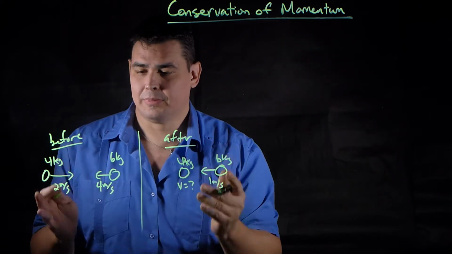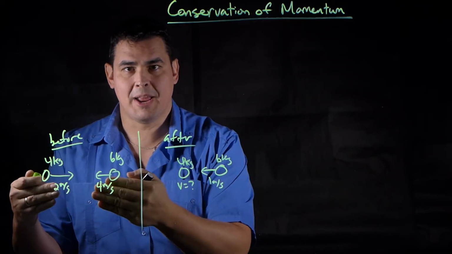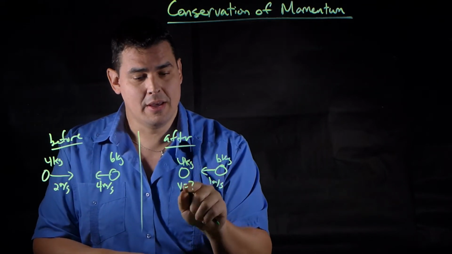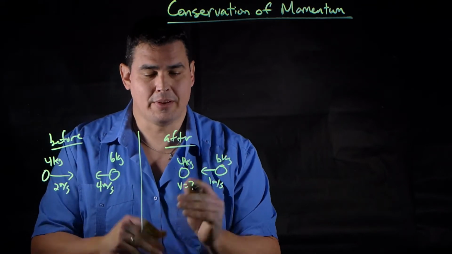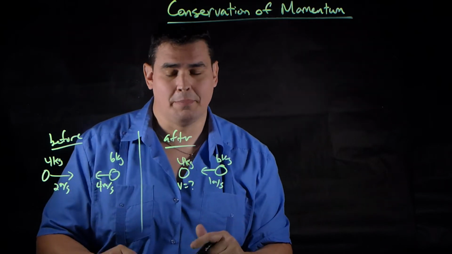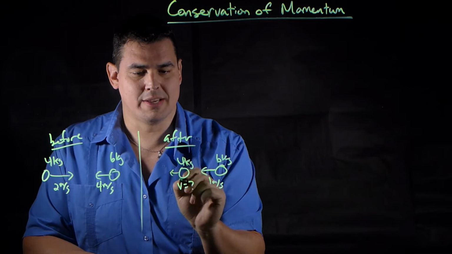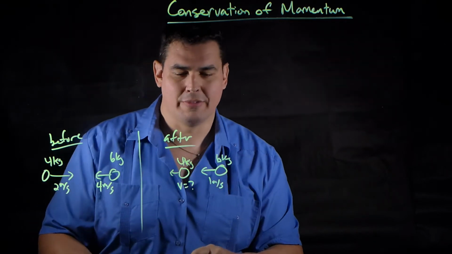Okay, so here it is. Before, I have these two things coming at each other. They're going to crash. Afterwards, this one is still going 1 meter per second the same way, but I don't know the velocity of this one. So I can't put an arrow because I don't know which way it's going. But I'll show you a trick at the end. I know by looking at this that this one has to be going this way, and I'll show you how I figured that out at the end.